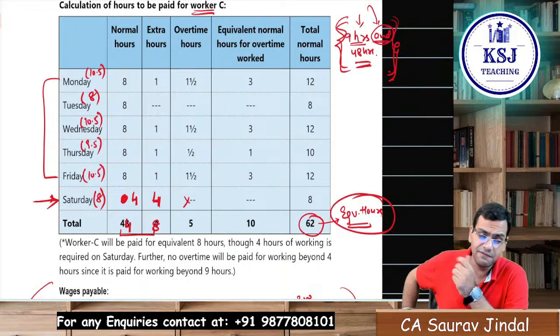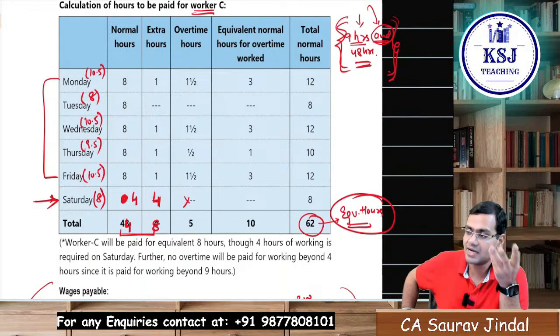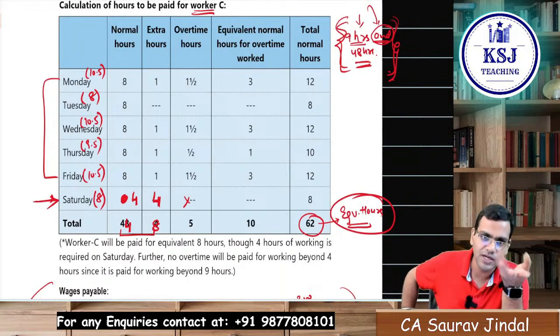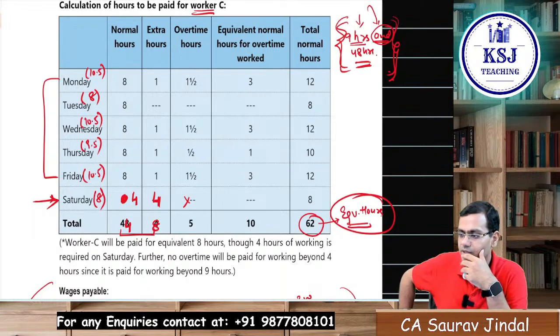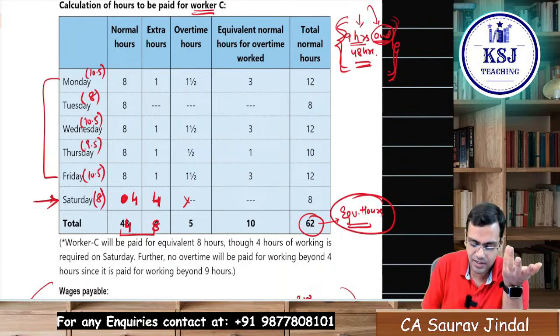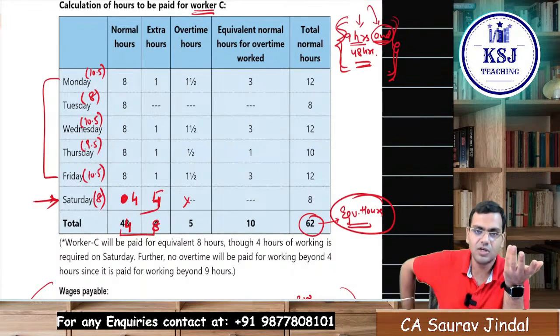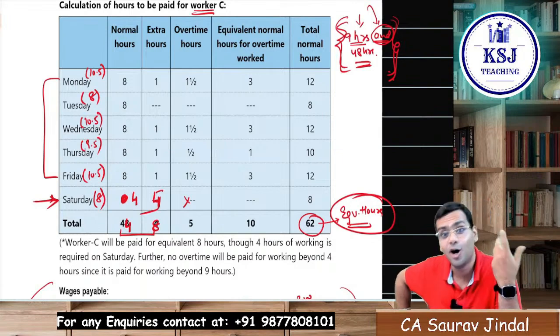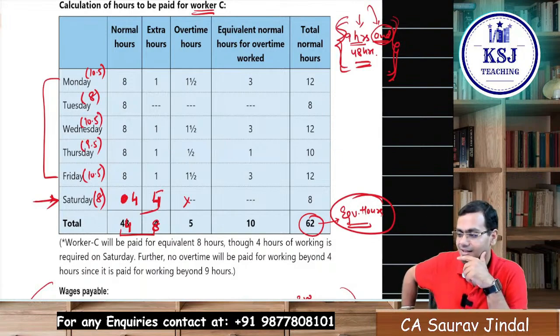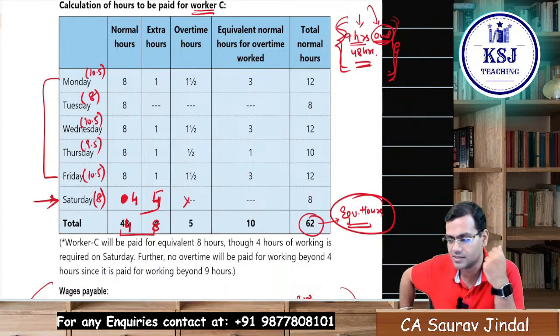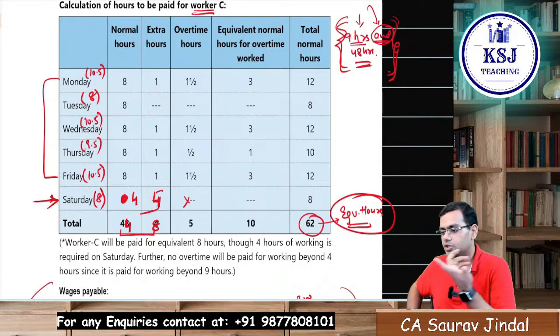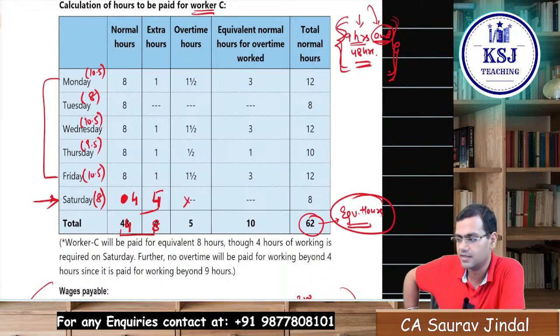Srishti, if it had been 9 hours, then also the situation would have remained the same here. And on Saturday he will not be working for 9 hours. Anyhow, the question is given, he will be working for 4 hours only. So the 9 hour situation is not there. Had it been there, then you should have taken 5 hours here, because the overtime is to be paid beyond 9 hours. Right? So in the extra hours you will take 5 hours in that case.